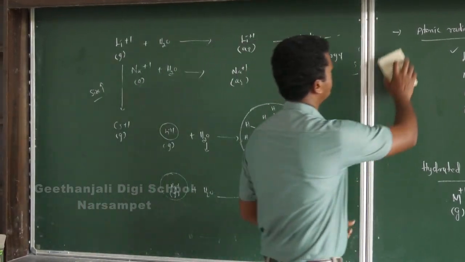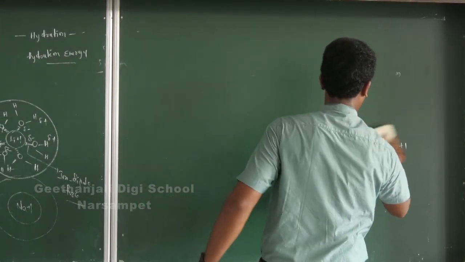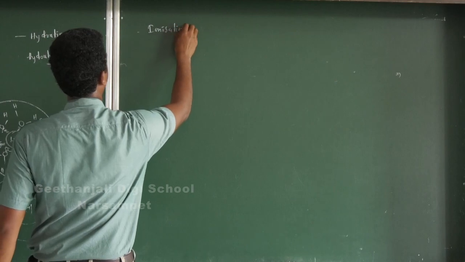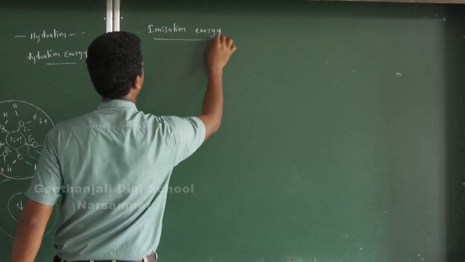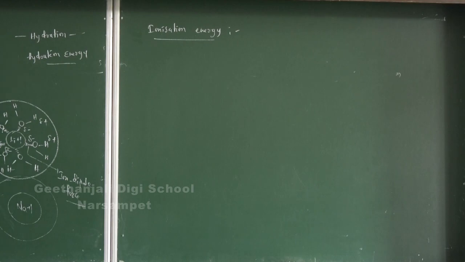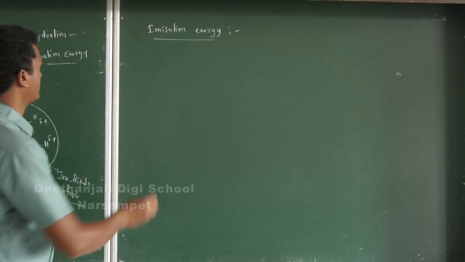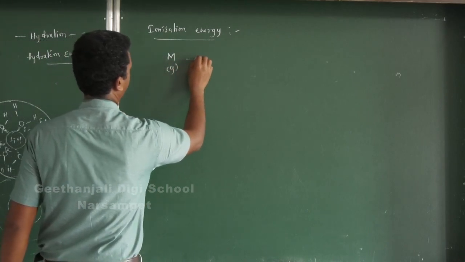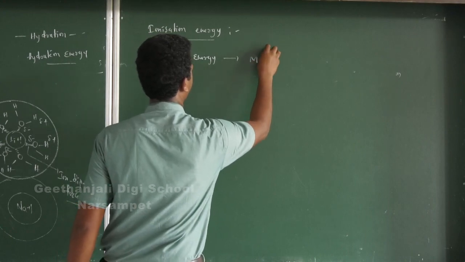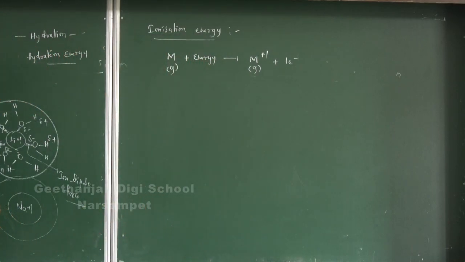Next property, ionization energy. They have one electron in their outermost shells. When they lose that one electron, they form unipositive ions like this: M in gaseous phase, plus energy, gives M plus 1 in gaseous phase, plus the loss of one electron.